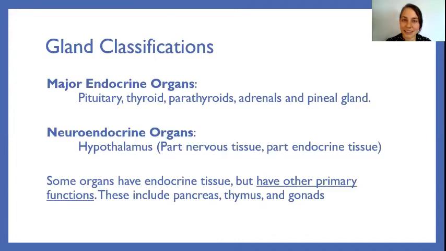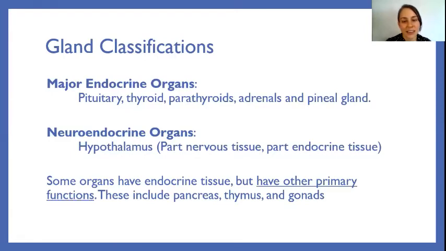Now with the glands, I kind of referenced that before, but there are some organs that all they do is produce hormones. So they are major endocrine organs. That's their function in the body. These include the pituitary, the thyroid, the parathyroids, the adrenals, and the pineal gland. So all they do is produce hormones. Neuroendocrine organs are a little bit different. The hypothalamus is an example. It is part nervous tissue and part endocrine tissue. So it can actually produce hormones, but also just send out signals via nerves.